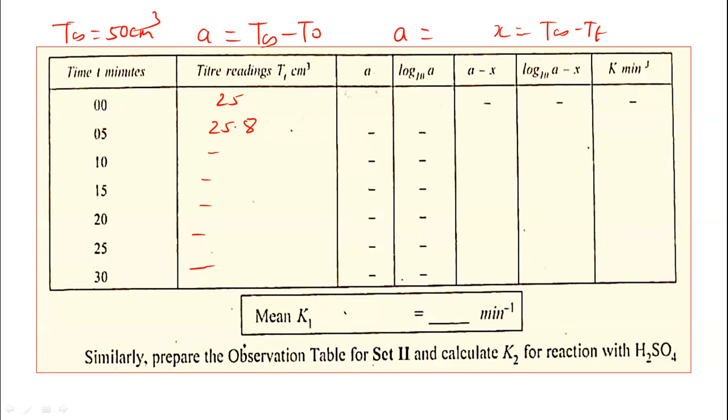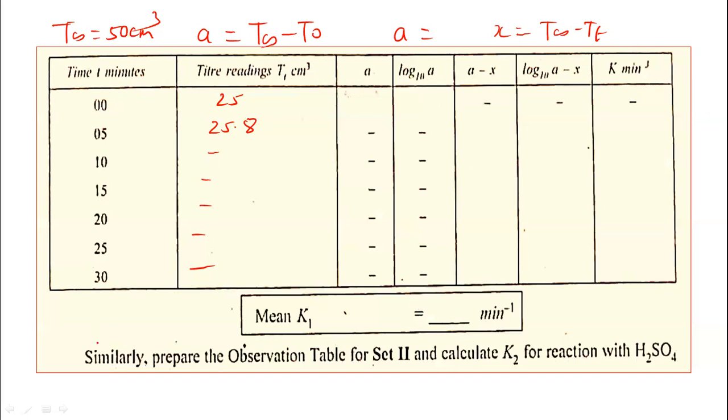So A minus X, then log of A minus X, and the final calculation gives K, the rate constant. In this way we have to take the readings up to 30 minutes, fill this observation table, and after doing the calculation we write K1 here.